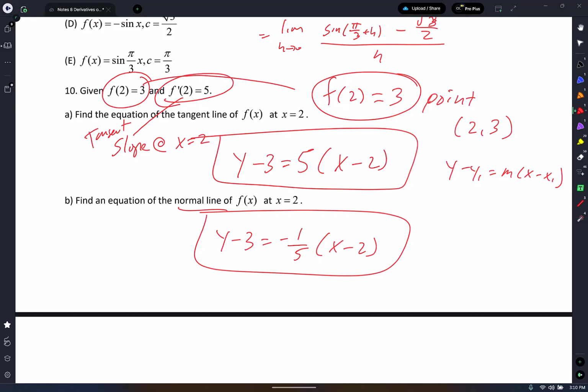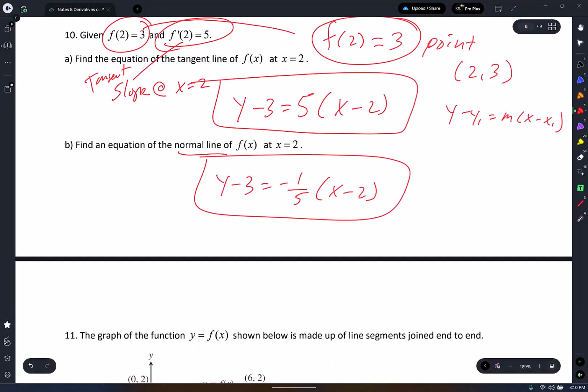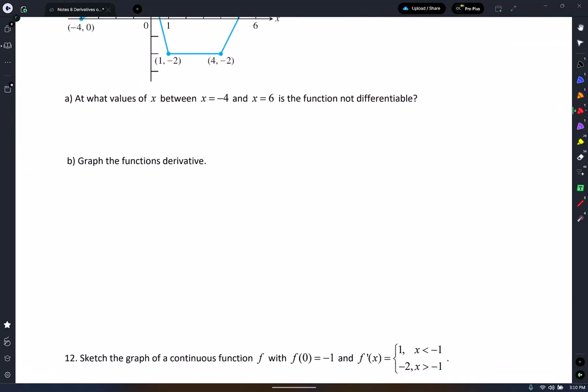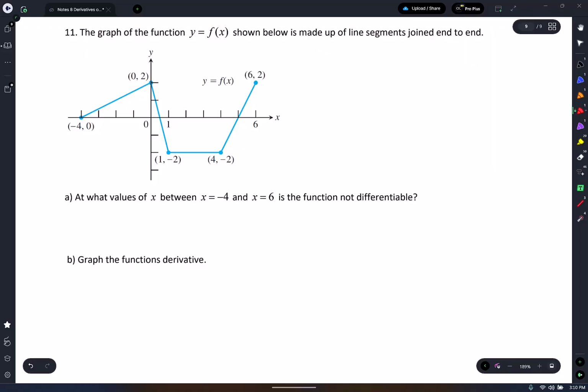How do we feel? We're almost done, guys. Last page, so turn the page. All right. The graph of the function f of x is shown below, made up of line segments joined end to end. At what x values between negative 4 and 6 is the function not differentiable? Guys, not differentiable means you don't have a tangent line. So at what points can I not have a tangent line? Think about it, guys.